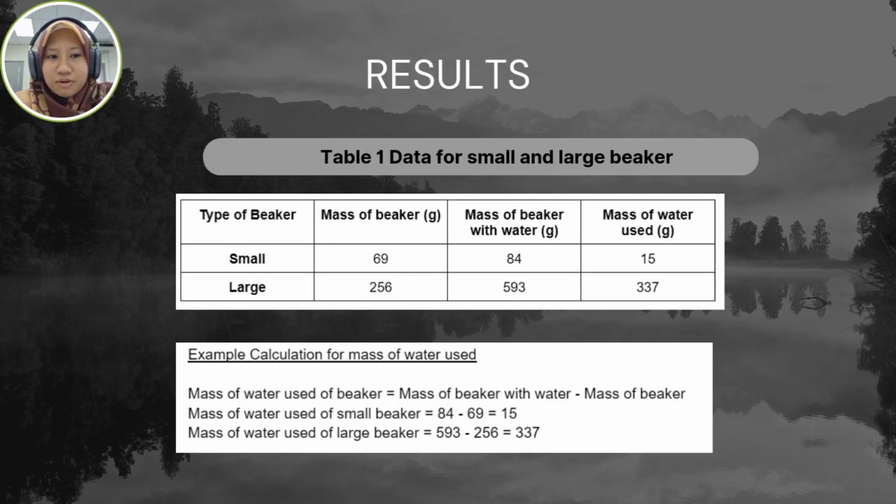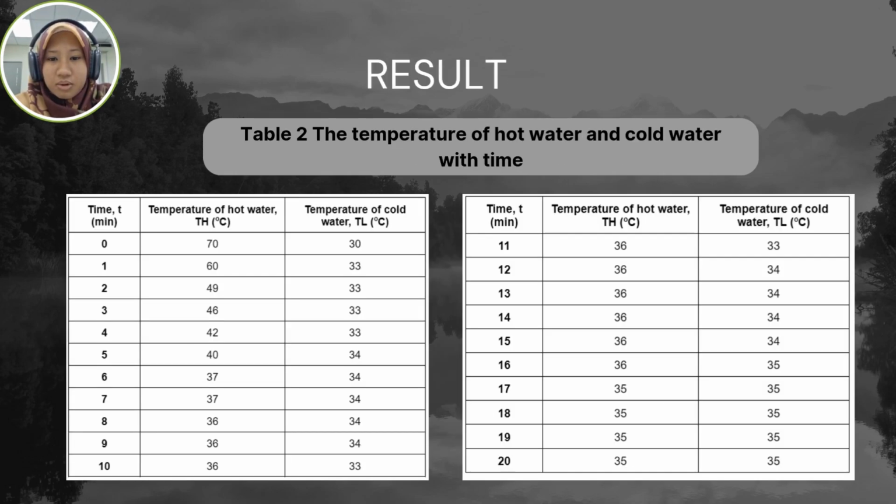Table 1. Data for small and large beaker. For this table, we record the mass of the beaker and the mass of beaker with water. And then for the mass of water used, we are using the formula: mass of beaker with water minus mass of beaker. And then we got the mass of water used. Table 2. The temperature of hot water and cold water with time. This is the data that we got in this experiment.